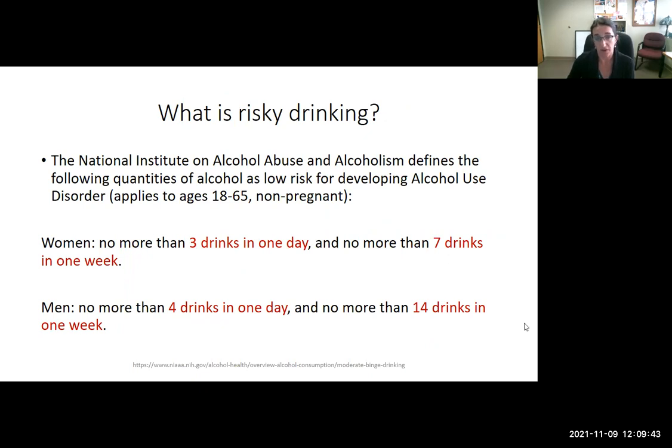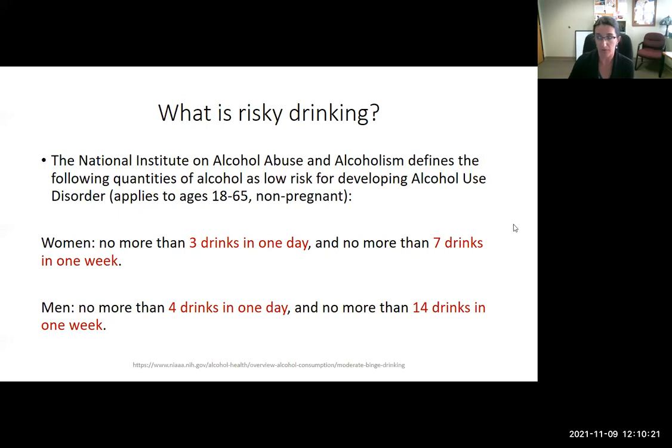The National Institute on Alcohol Abuse and Alcoholism defines these quantities of alcohol as low risk for developing alcohol use disorder. And again, this is in adults who are not pregnant. So for women, this is no more than 3 drinks in a day and no more than 7 drinks in 1 week. Importantly, it's both of those, right? So if they have 2 drinks every day of the week, that's going to total more than that 7 in 1 week. And then for men, no more than 4 drinks in 1 day and no more than 14 drinks in 1 week.